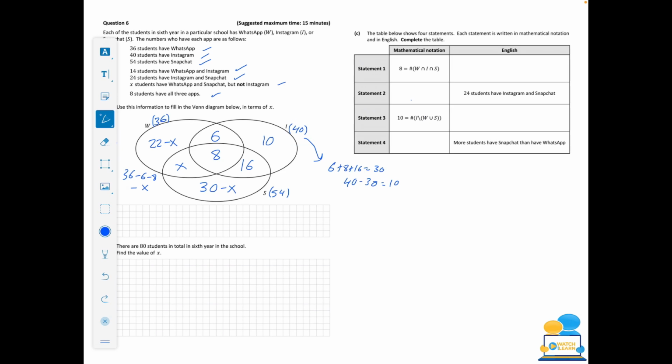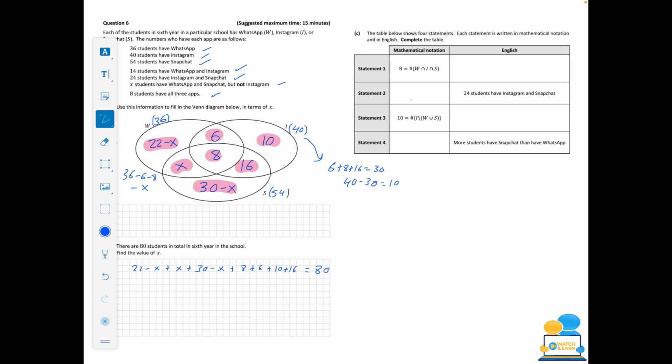Okay, now the next part, you can see how similar this question is to the last one. There are 80 students in total in 6th year. Find the value of X. So we're going to just highlight the numbers we're going to add in. So it's going to be 22 minus X, X, 30 minus X, 8, 6, 16 and 10. We're going to add all those numbers and let it equal 80. So we have 22 minus X plus 30 minus X plus 8 plus 6 plus 10 plus 16, and that will all equal 80.